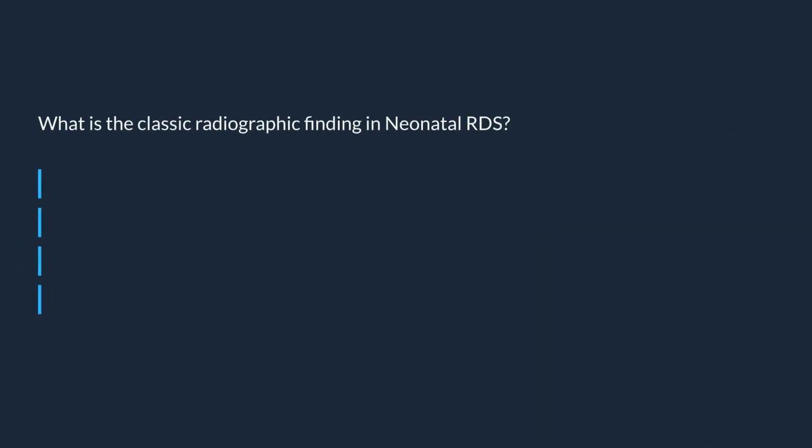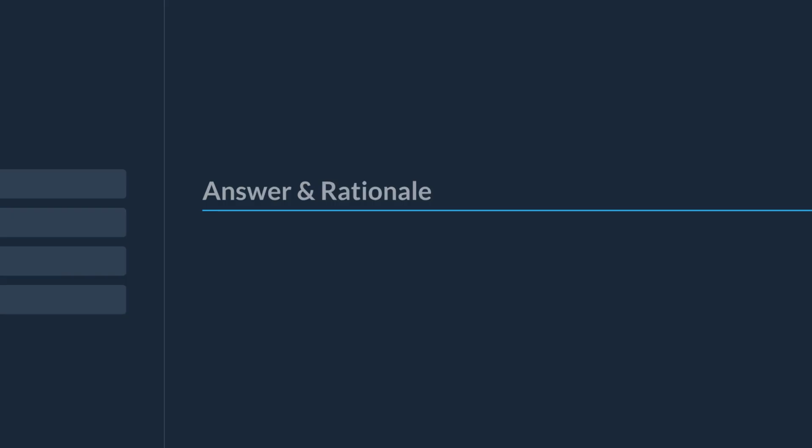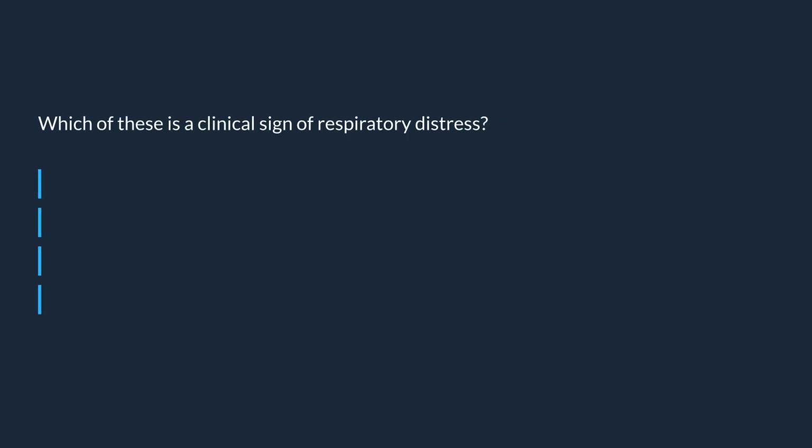Next question. What is the classic radiographic finding in neonatal RDS? Is it hyperinflated lungs, ground glass opacity, patchy consolidations, or pleural effusion? The correct answer is B. RDS presents with a fine reticulogranular pattern, often described as ground glass appearance, along with air bronchograms due to collapsed alveoli.